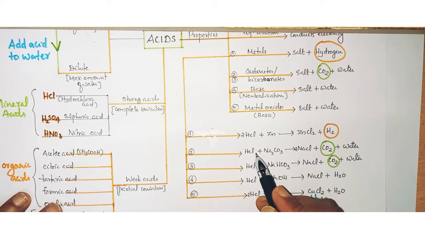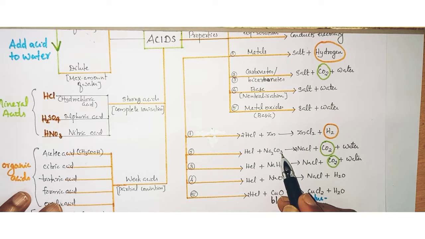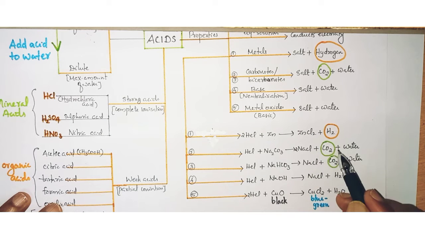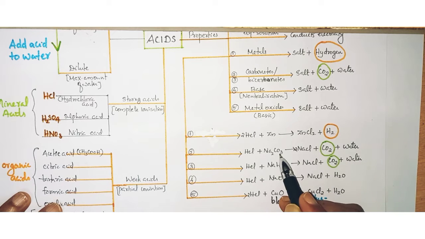Then another point is with carbonates. Sodium carbonate can be taken as an example, Na2CO3. Then hydrochloric acid is taken again. Then salt, sodium chloride, NaCl, carbon dioxide and water are formed. So the gas produced here is carbon dioxide since it is a carbonate. So carbonate is taken here.